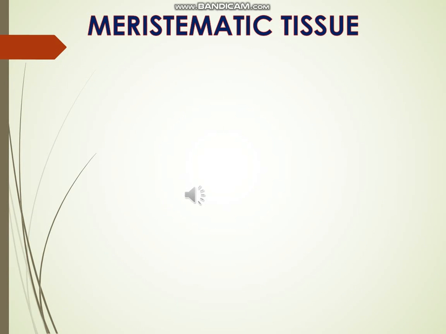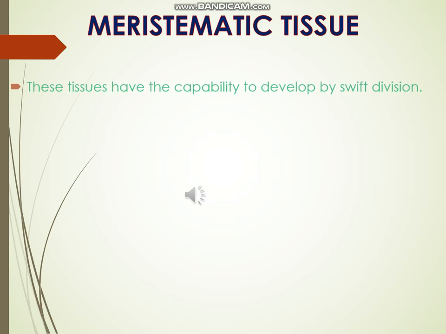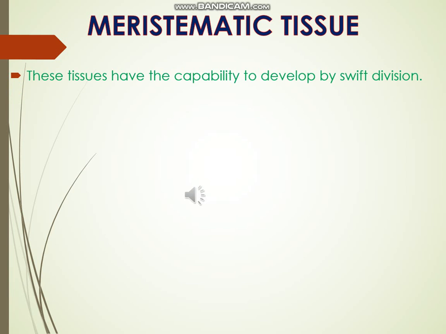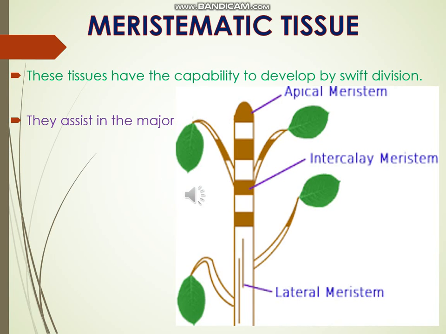First one is meristematic tissues. These tissues have the capability to develop by swift division. They assist in the major growth of the vegetation. Growth in length and growth in diameter of the plant are carried out by these cells. The meristematic cells are cubical living cells with a big nucleus. These cells are meticulously crammed with no intracellular spaces.